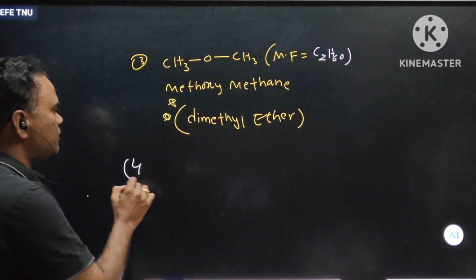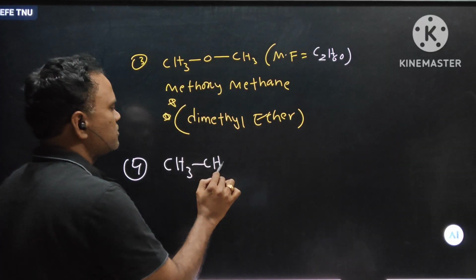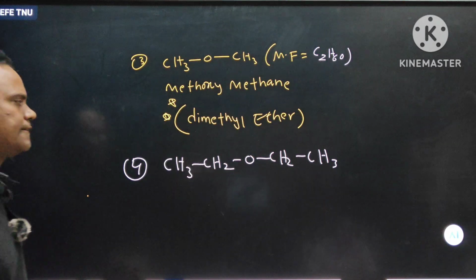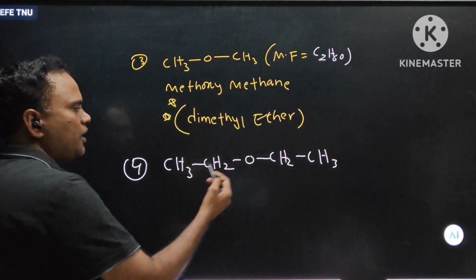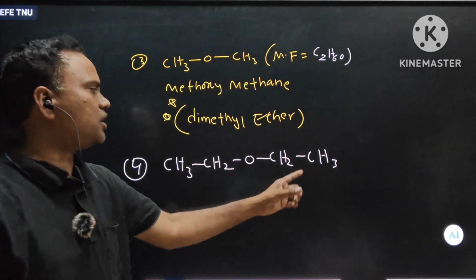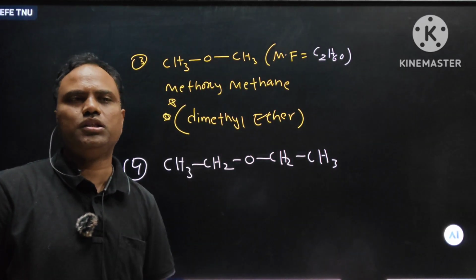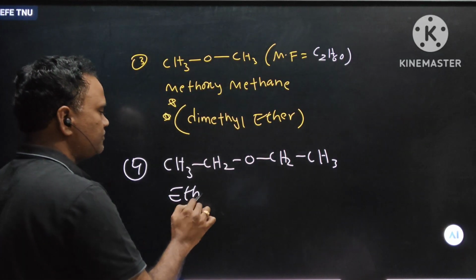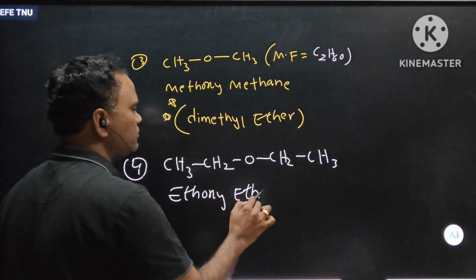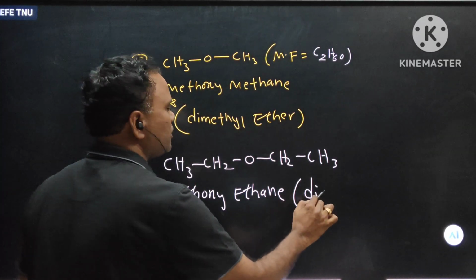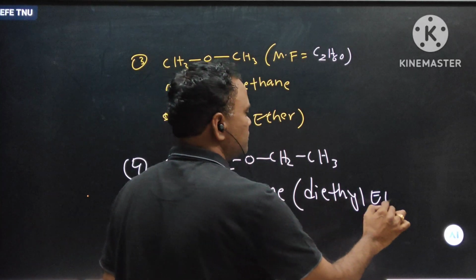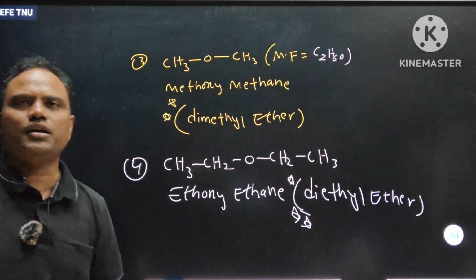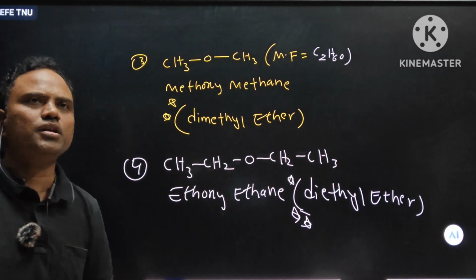Another important example is there, similar to this: diethyl ether, or ethoxyethane. Ethoxyethane, also called by the common name, which is important for this also: diethyl ether. Two sides, ethyl group is present.